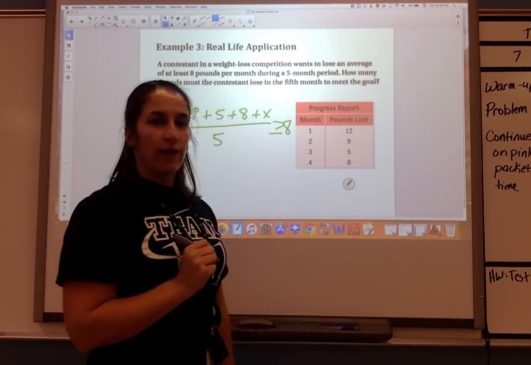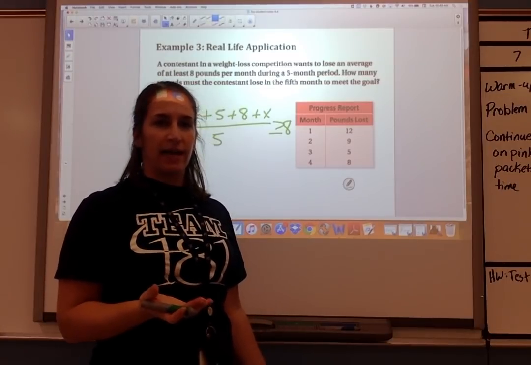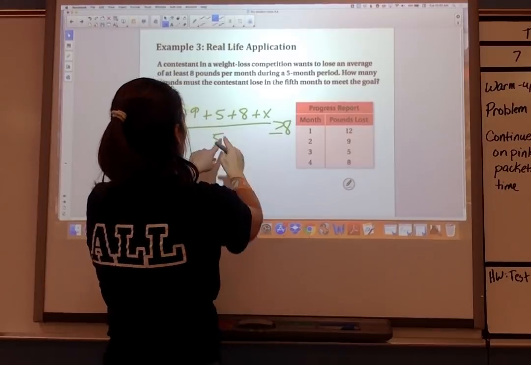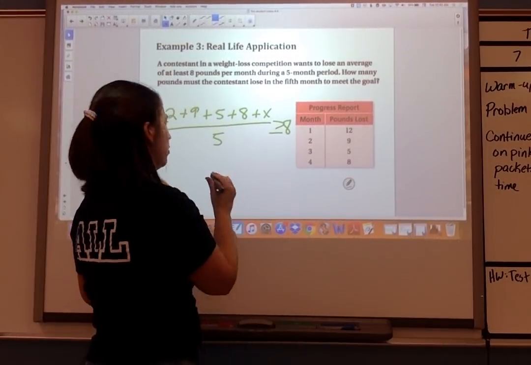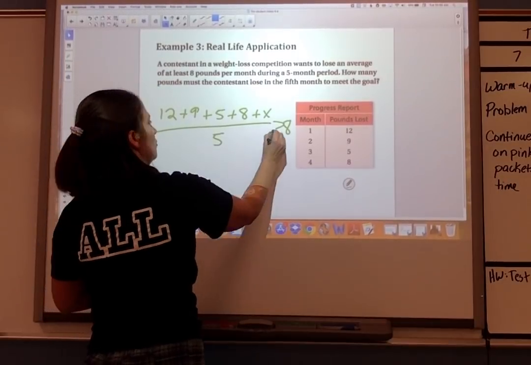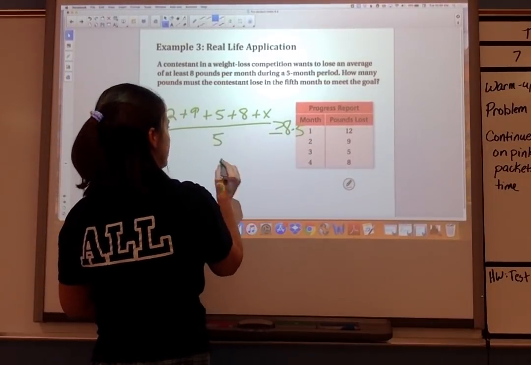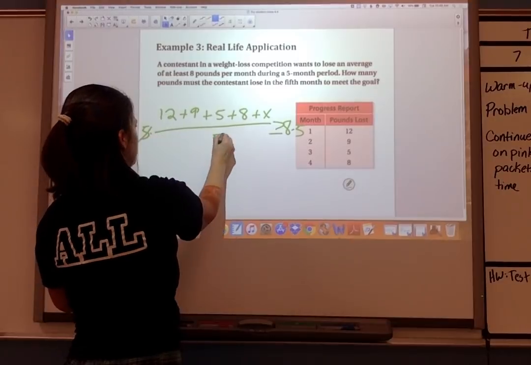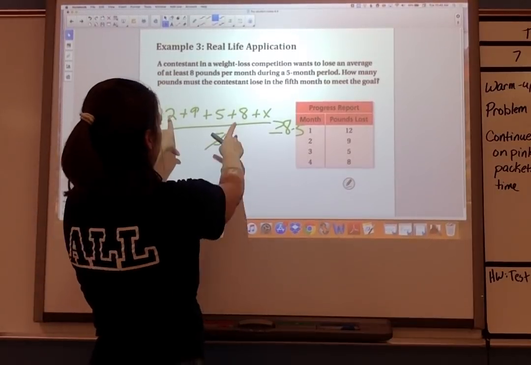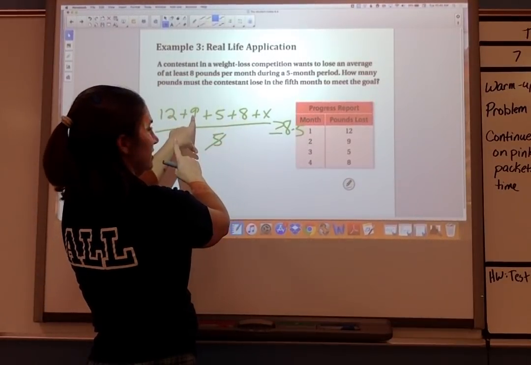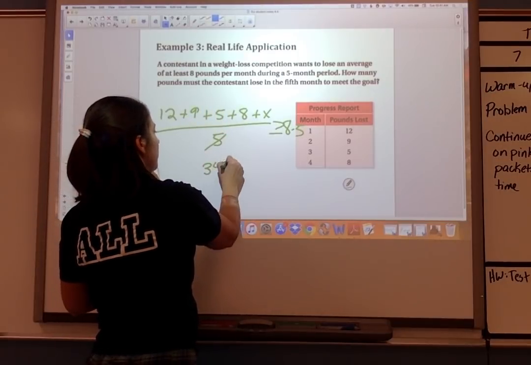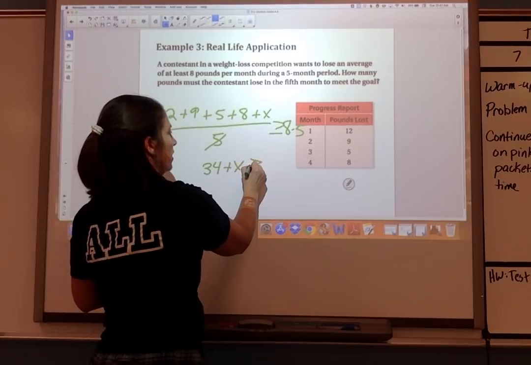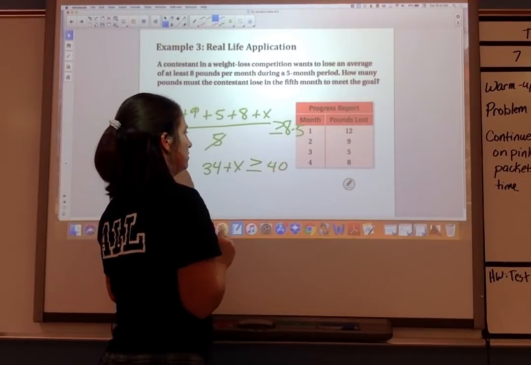All right, so to solve for x, we need to multiply both sides of our inequality by 5. We can also combine all of these like terms here. So let's kind of do them both at once. Multiply by 5 on both sides. And these 5s will cancel out. Let's see, 12 plus 8 is 20, plus 9 is 29, plus 5 is 34. So we have 34 plus x is greater than or equal to 40.